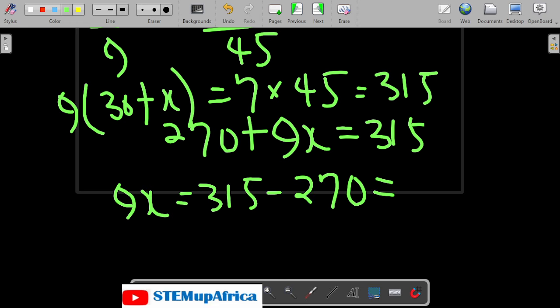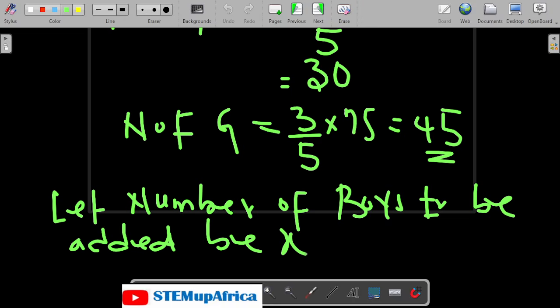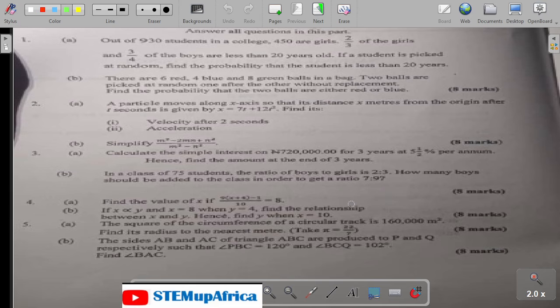What is that giving us? Giving us 45. So what's my x? My x is simply 45 divided by 9. x will give us 5. So the number of boys that must be added to make the ratio 7 to 9 is 5 boys. So let's go to question 4.